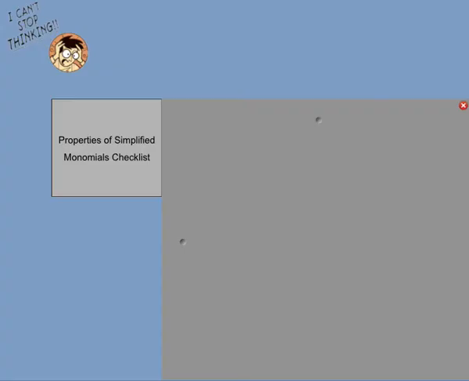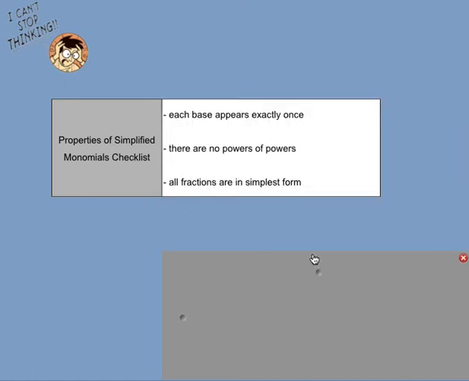Okay, so next, let's take a look at the properties of simplified monomials. So how do I know when I'm done simplifying? How do I know when I have nothing more that I need to do? Here are a couple things to look for. First of all, each base appears exactly once. So we only have one letter A, we only have one letter X, we only have one constant. There are no powers of powers. We don't have A to the second to the third power. That's not simplified. And last but not least, all of our fractions are completely reduced. Once we can say all of those things are true, our monomials are completely simplified.